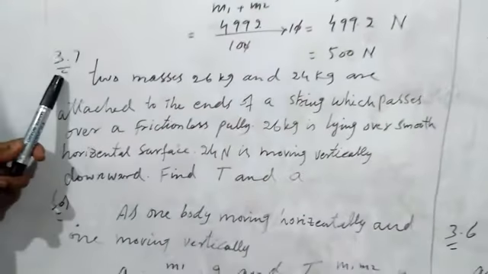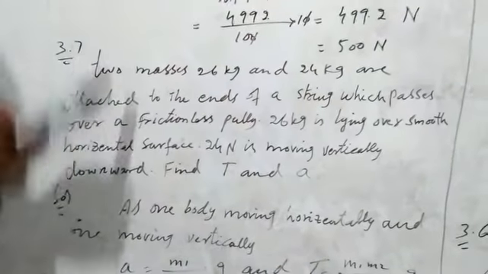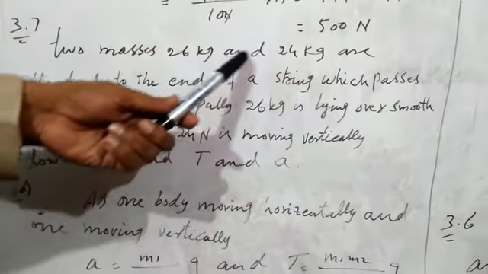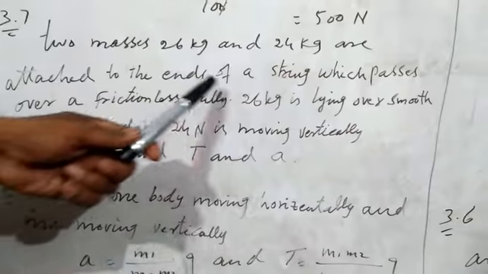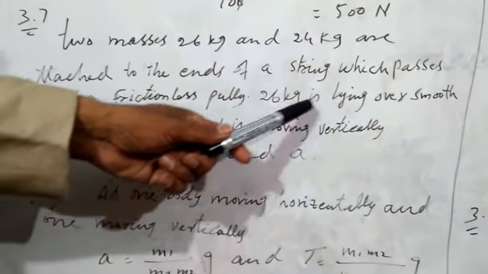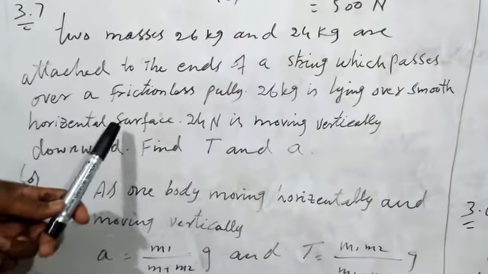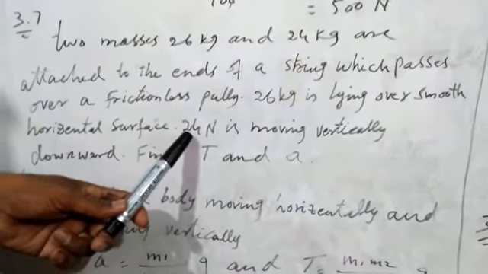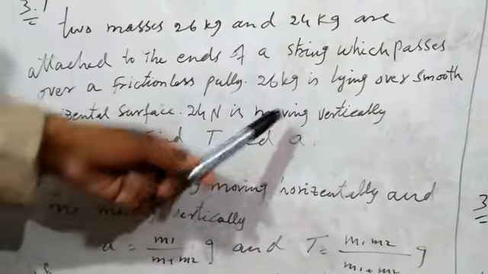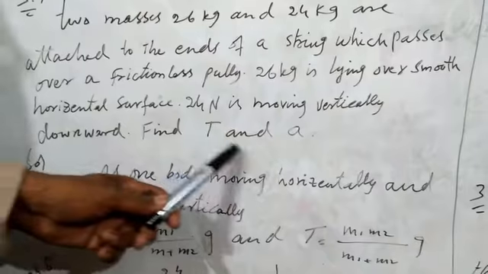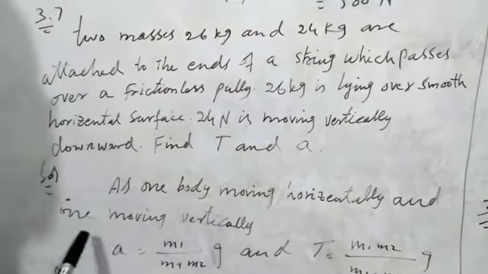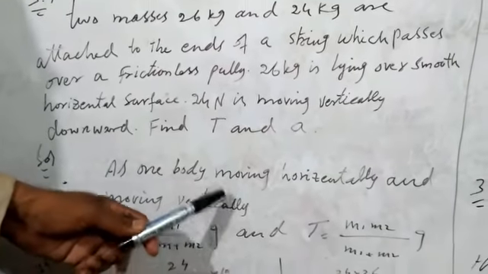In question number 3.7, which is about the second case, we have two masses 26 kg and 24 kg attached to the ends of a string which passes over a frictionless pulley. 26 kg is lying over a smooth horizontal surface. 24 kg is our mass 1, moving vertically downward. Find tension T and acceleration A. As one body is moving horizontally and the other one is moving vertically, this is case 2.